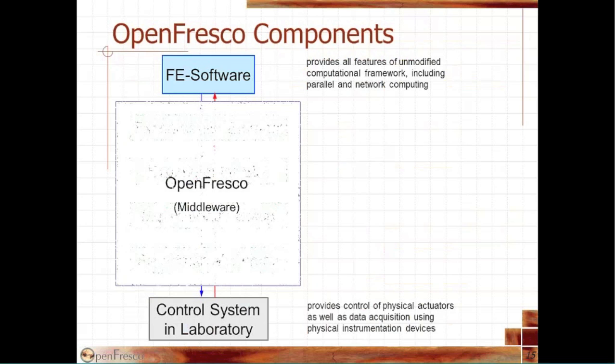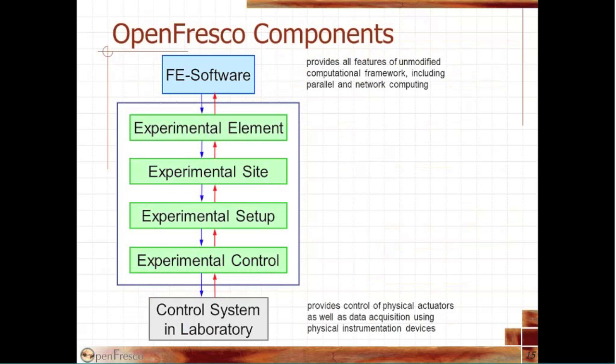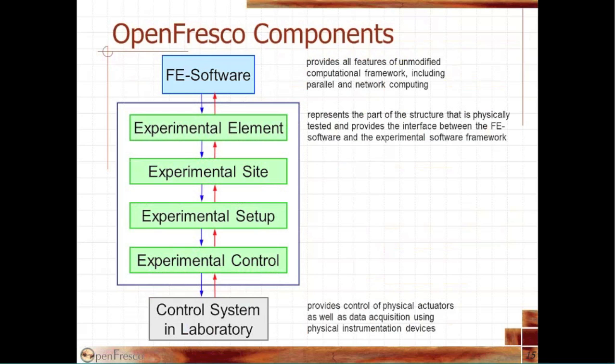So that's where OpenFresco comes in, and you can see there's 4 main objects inside OpenFresco. So they're abstractions of real things in the real world. So the first object is an experimental element, and that really represents the part of the structure that is physically tested and provides the interface between the finite element software and the experimental software framework. So that's the experimental element.